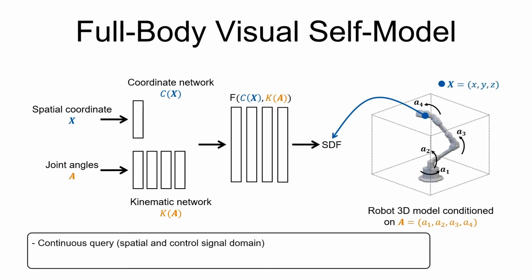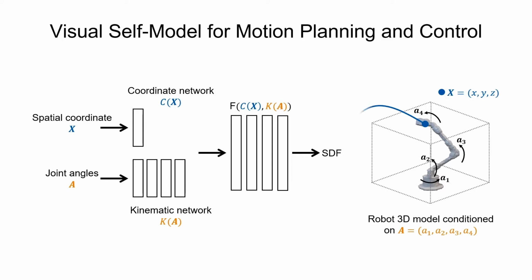Overall, our visual self-model supports continuous query at both spatial coordinate domain and control signal domain. Our visual self-model is also memory efficient, fully differentiable, kinematic aware, and human interpretable. Once acquired, the same self-model can be reused to solve inverse problems for multiple motion planning and control tasks without any retraining. Since our model is fully differentiable, we can freeze the weights of the visual self-model and directly perform a gradient-based optimization with respect to the input angles.